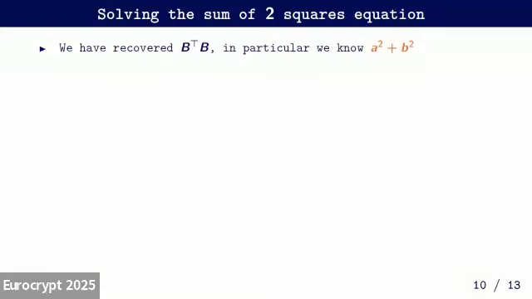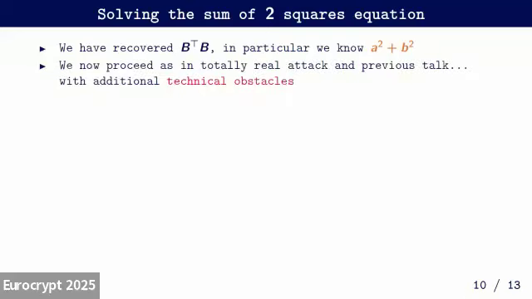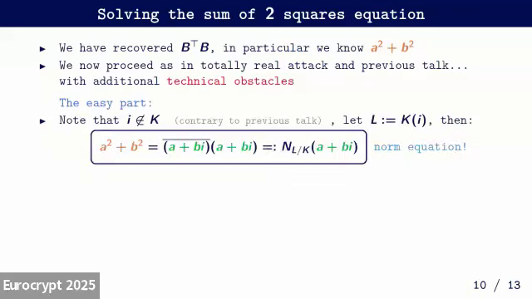Okay, so now we have recovered B transpose B. We do this procedure for all of these elements. In particular, we know A squared plus B squared. Now, essentially, we proceed as in the totally real attack, with some improvements that were made also in the work of the previous talk, but again with a lot of extra technical obstacles. First, the easy part. The square root of -1, which is just denoted by i, is not in our number field, because we have at least one real embedding.